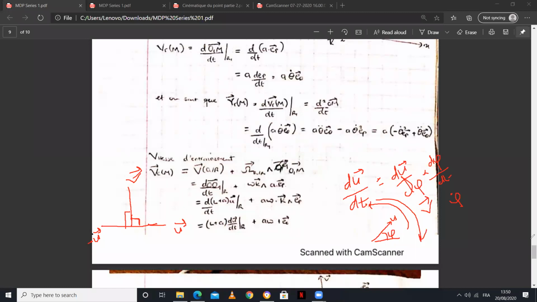So if I'm deriving U par rapport à phi, I'm being asked to rotate it 90 degrees. And because U is orthogonal to V, that means when I rotate U 90 degrees, it's going to become V. So is it clear? Is it clear, guys?